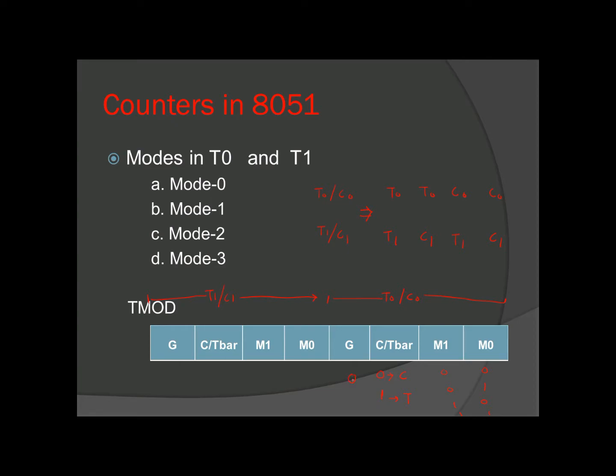Whereas this bit, gate, is used to control the start and stop of timer or counters externally from 8051. As currently we are not going to control it externally, we'll keep these bits as 0. Similarly, these bits you can use in mode 0, mode 1, mode 2 or mode 3, same as in case of T0 and C0. Similarly, we can use this as counter or timer, and again gate as 0.